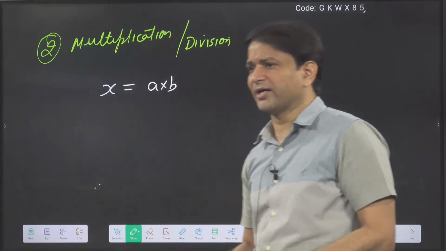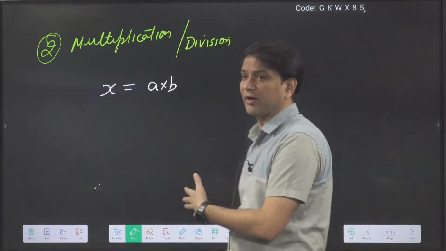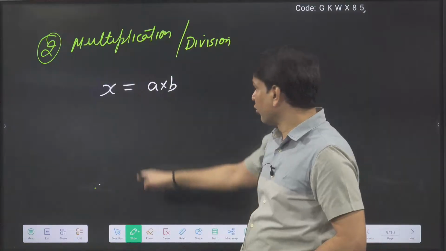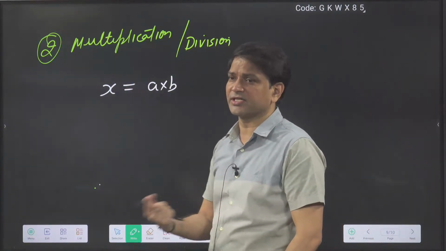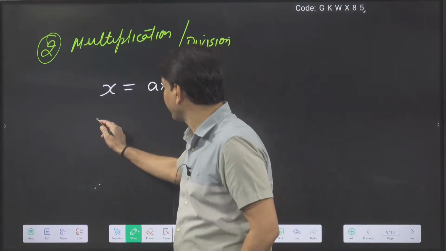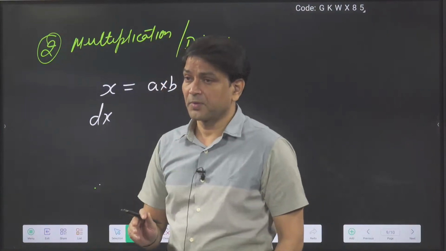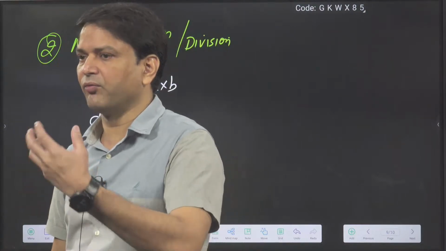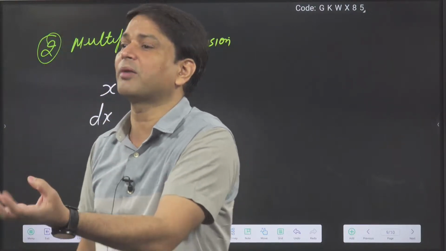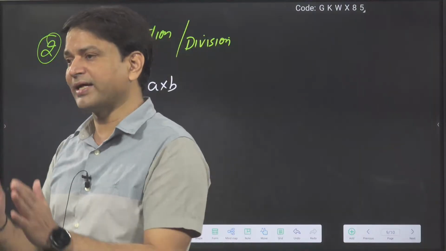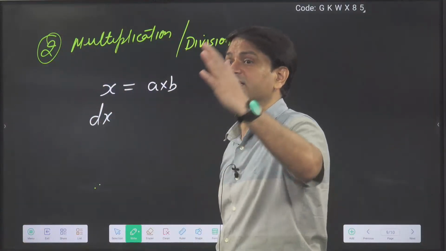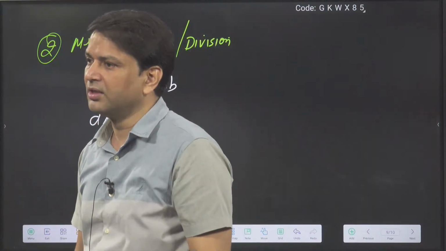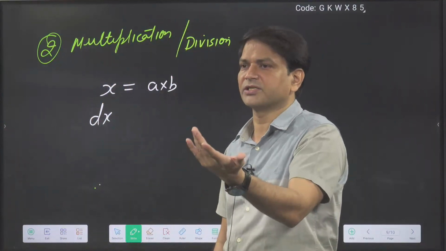To get the error formula, I am differentiating both sides. Differentiation of X is dx. One more thing: mostly you are doing y is equal to some function of x and finding dy by dx. When I say differentiation, I have not mentioned with respect to which variable. So directly write dx on the left hand side. Don't say the differentiation of x is one, because I have not mentioned that you have to differentiate with respect to x.